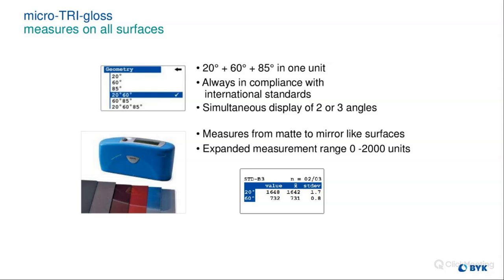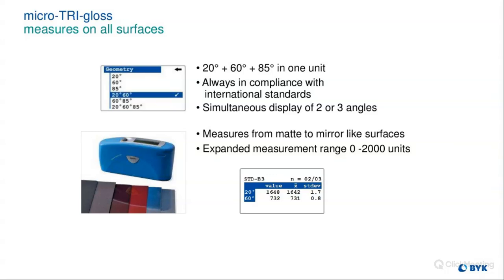So here at BYK-Gardner, we have our micro-TRI-gloss. This is one of our more popular gloss meters because it includes 3 angles. So you have your 20, your 60, and 85 all in one unit. And you have the ability to change between viewing all 3 angles or just 2 angles or just one if need be. With these instruments, they're always in compliance with international standards, so they'll always be compliant with whatever spec you're following.